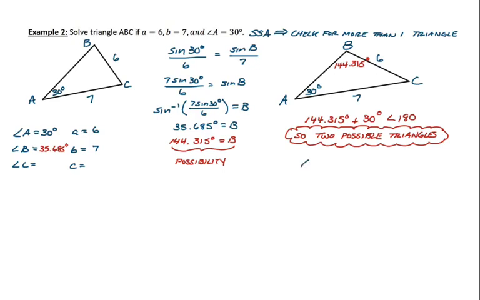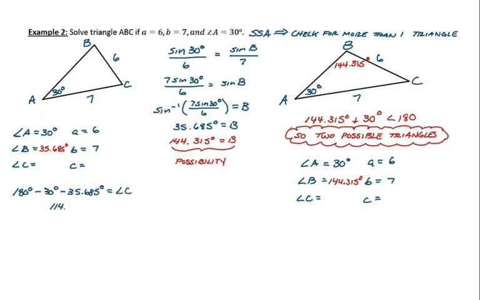So what I would do in this case is make a second chart for my second triangle so I can keep all my information straight. Again, you don't have to do that, but it's a good idea to keep your information straight. So angle B is 144.315. That's what I found. And then I can find angle C for both triangles and then finish solving each triangle independently. So I'm going to go back to my original triangle and finish it. So find angle C, 180 minus 30 minus 35.685, and I'd get 114.315.